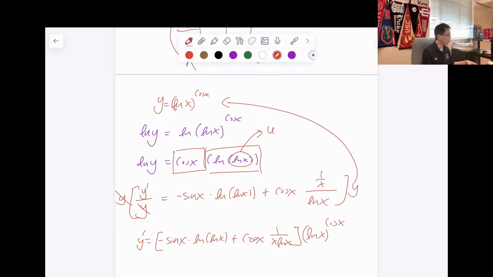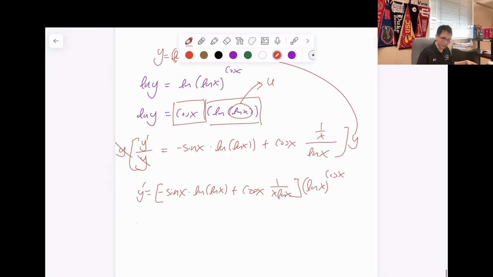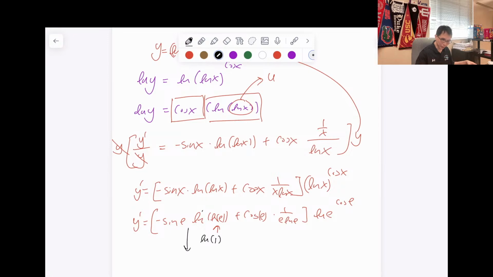Any questions so far? Now I'm gonna plug in e because you need to find the slope. So negative sine of e, natural log of e. A lot of people refuse to write down stuff, but on the AP exam you could get a point for doing that. Now understand that ln of e is what? That is 1. So what's ln of 1? 0. So the whole thing's gonna zero out.